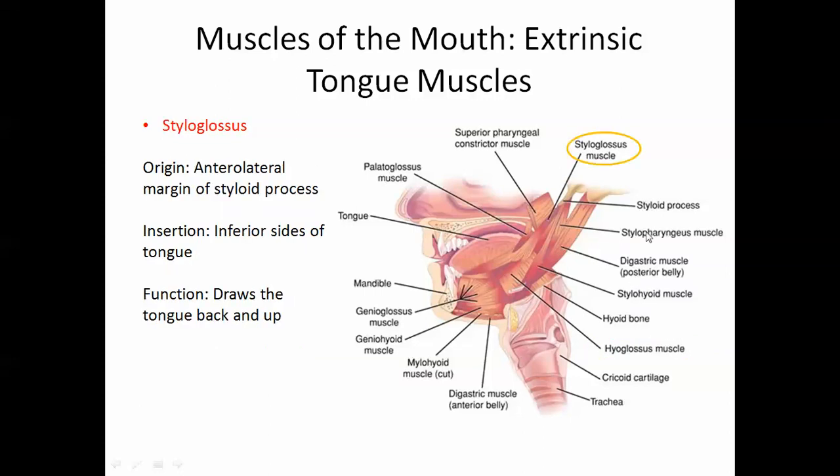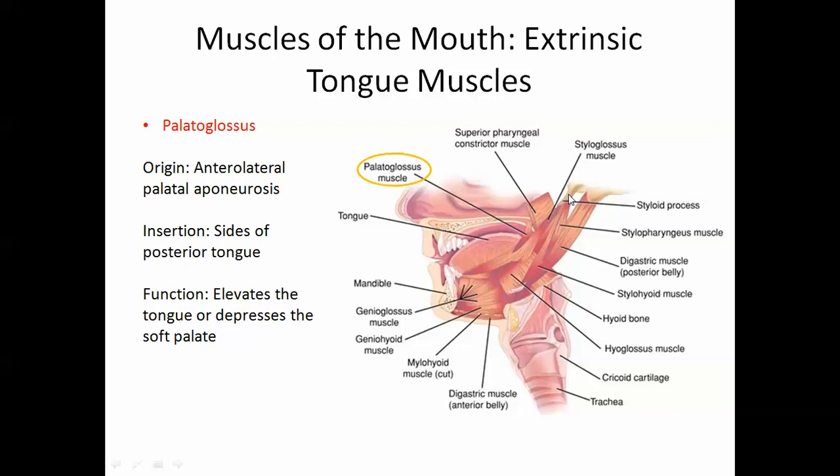All right. The next one is our styloglossus. I don't know if we talked about the styloid process, but it's right here, and it's a part of the temporal bone. It's just in front of the mastoid process, and I call it the stylish styloid. So its origin is the styloid process, or here it says the palatal aponeurosis.